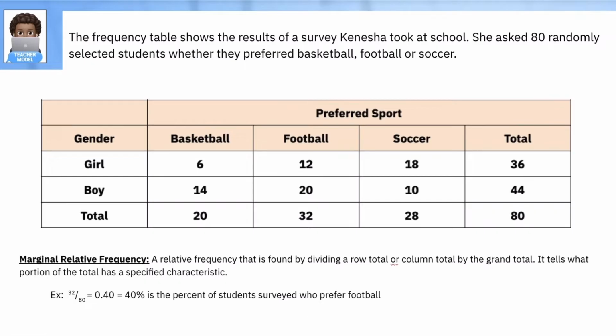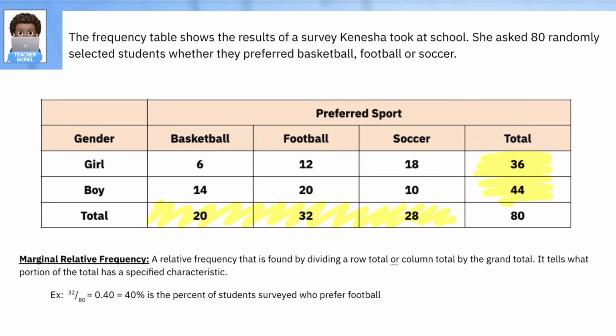Let's look at another one, and here we're going to look at marginal relative frequency. And when we think of margins, like the margins on the page, we go to the edges. So with marginal, we're looking at the edges, the totals from the joints. Okay, so it could be like the total number of kids who want basketball, all the kids who like football, or all the boys or all the girls.